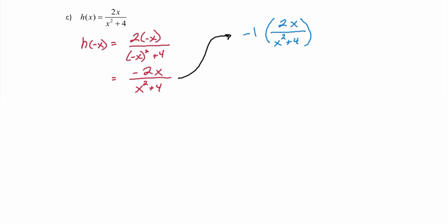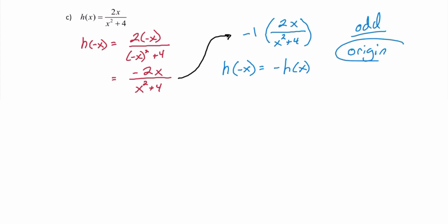Notice this time the inside the parentheses is the same as the original function. So we calculated h of negative x, and it returned negative h of x, which is the definition of an odd function. And since we're looking for symmetry, we know that it is symmetric about the origin. We have origin symmetry.